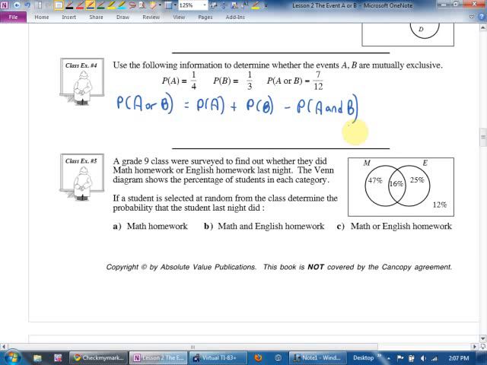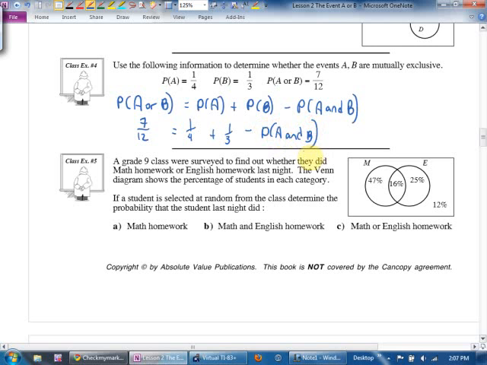When will this be mutually exclusive? This will be mutually exclusive if the and term ends up working out to what? Zero. So let's plug in everything else. What's A or B? 7 over 12. 1 over 4 plus 1 over 3. Is that 0?